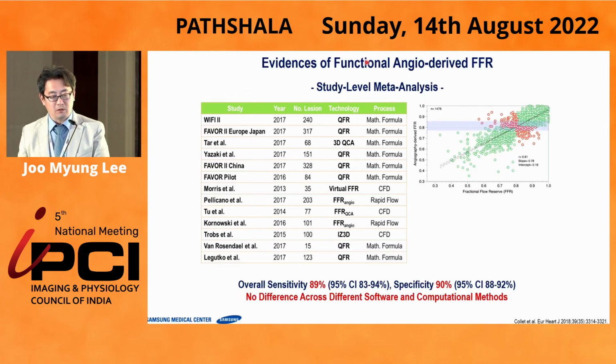And the recent meta-analysis showed excellent accuracy of any angiographic FFR to predict invasive FFR. The overall sensitivity was 90%, specificity 90%, and there was no difference across the different software or computational methods.